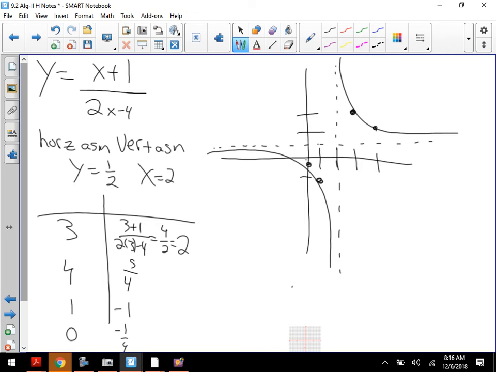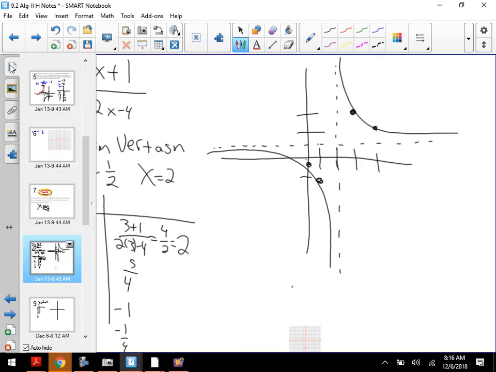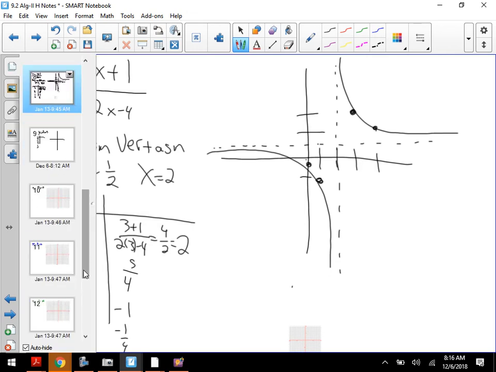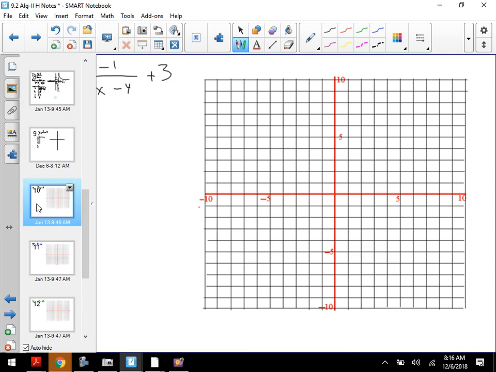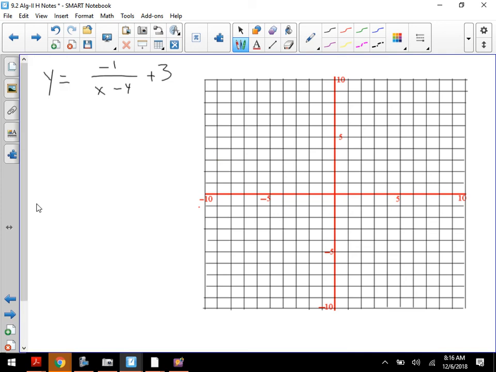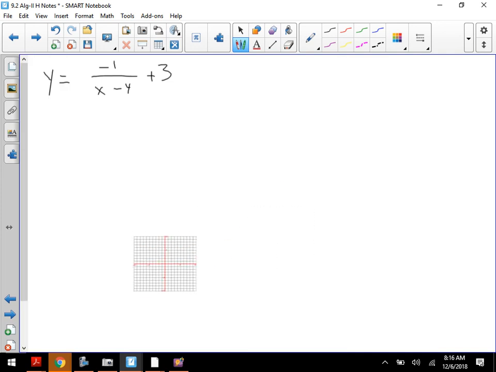Okay. Let's try it. We'll do one more of each style and then we'll call it a day. Look, 2 examples of both.